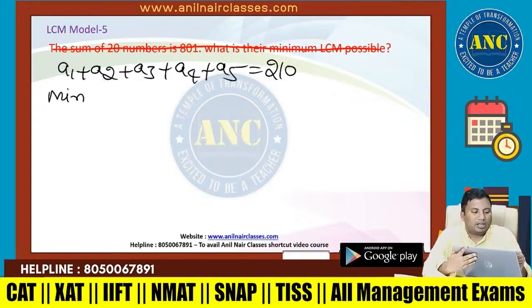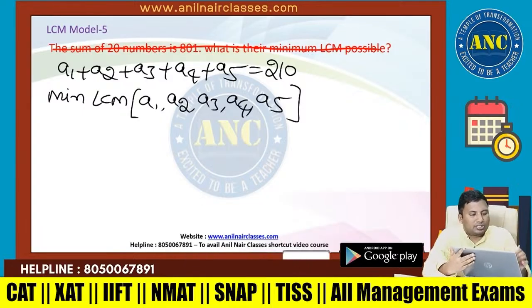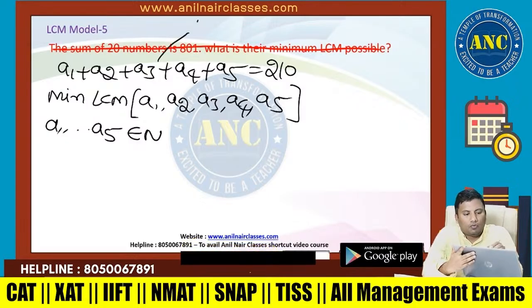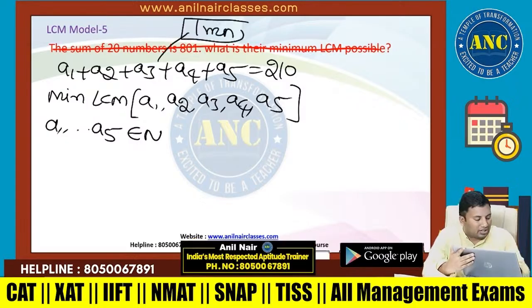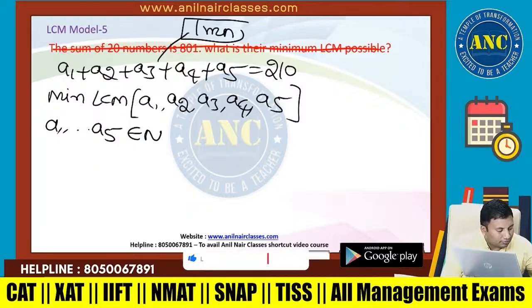Find the minimum LCM of A1, A2, A3, A4, A5. Minimum LCM. What are A1 to A5? They are natural numbers. One minute time. Please say your answer. I would like to see who will think logically and tell this answer. Please tell this answer.